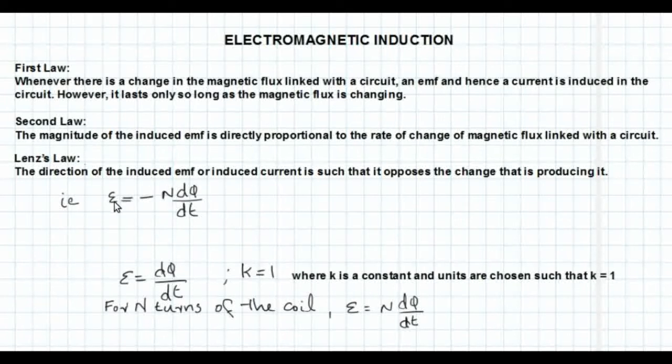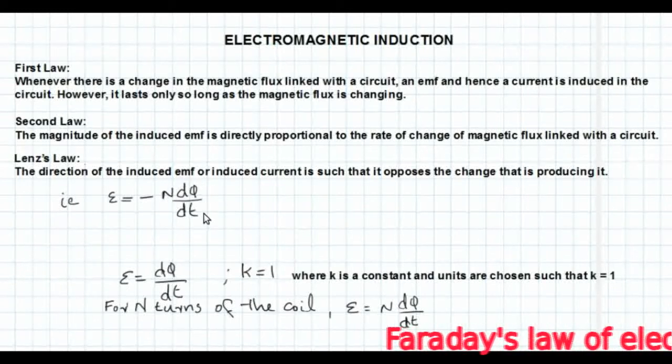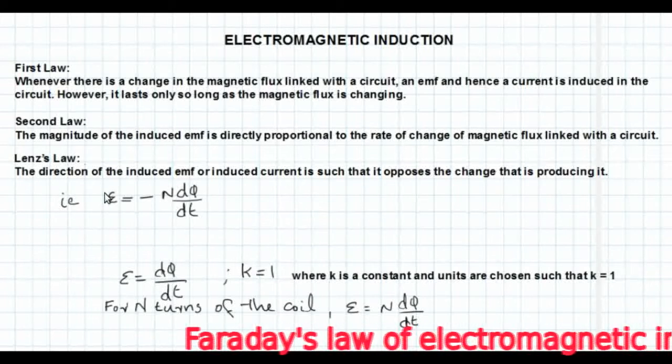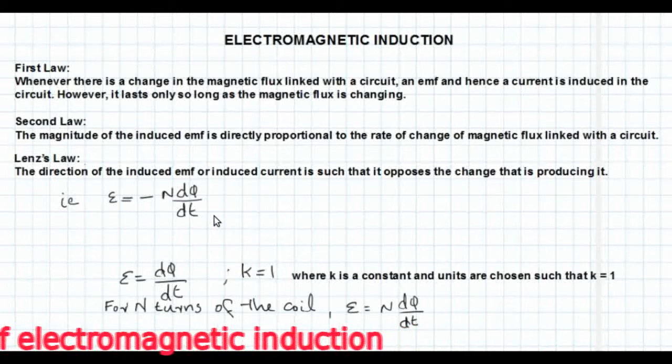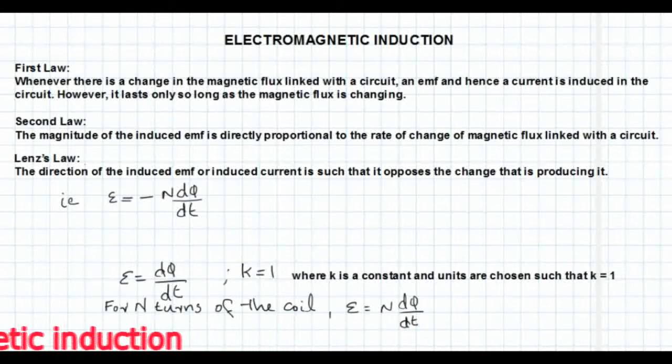So this Lenz's law gives the direction of the induced EMF. So induced EMF opposes the change which is producing the induced EMF. It is because of a change in the magnetic flux that an induced EMF is produced. So the direction of the induced current or induced EMF is such that it will oppose the change that is producing it, and we will see more into this.